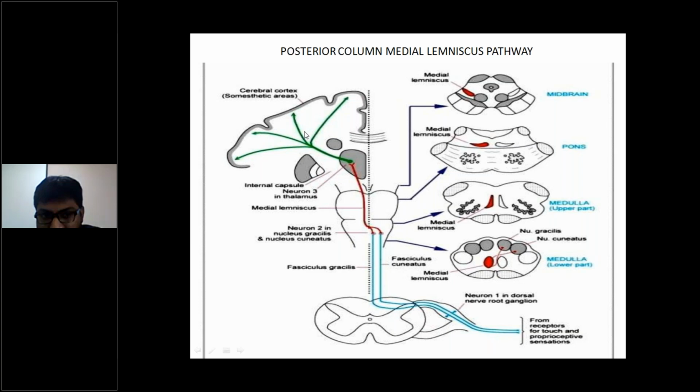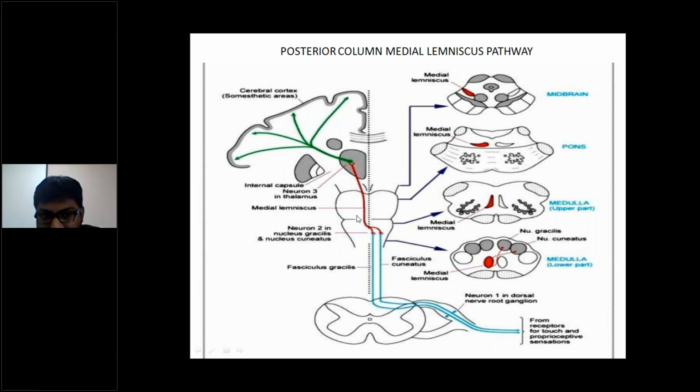So somatosensory area. What is sensory cortex? Area number... sensory cortex. See, area number 8 is frontal eye field, right? Area number 4 is premotor area. Area number 3, 1, 2 is sensory area. Primary sensory. Okay, so area number is 3, 1, 2. Remember, area number is 3, 1, 2.